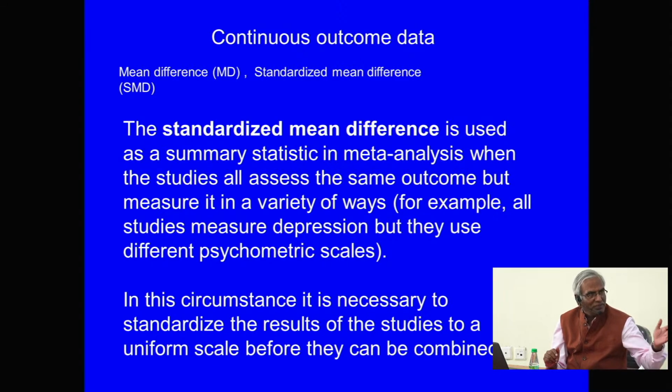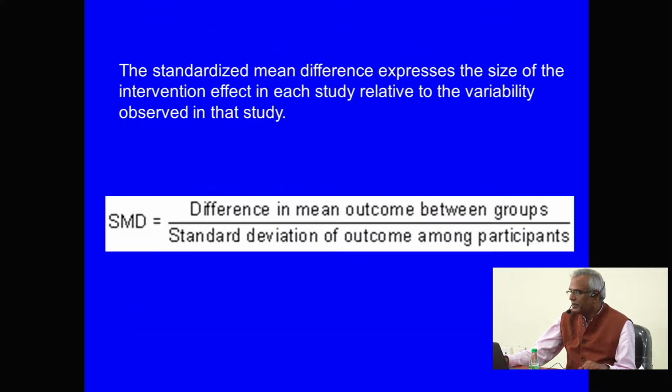Same thing you can do in these different scales. Express everybody's performance or every study result in standard deviation units. Divide it by the standard deviation. This is the beauty of a continuous outcome. Whether you use steps or seconds or minutes or meter or kilometer or milliliter in forced vital capacity, all can be converted into standard deviation units. And then you can combine it. That is what is called standardized mean difference, right? Difference in mean outcome between groups divided by standard deviation of outcome among participants.